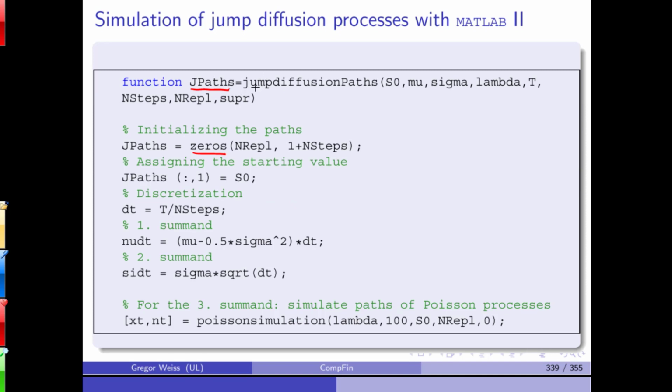The function will be called differently. It will be JPath equal to function A or something like that. It will not be called jump diffusion path. But if you, for example, see that it includes a starting value as 0, mu, sigma, lambda, t, etc., it is obviously a function that is used either in option pricing or in the simulation of a path that will later on be used in option pricing.